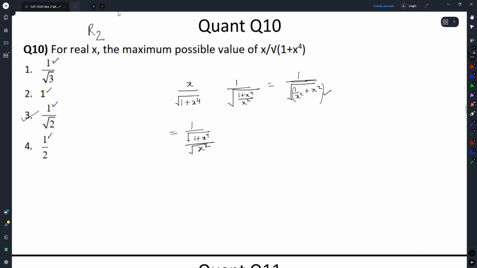A plus 1 by a, the max value has to be 2. So yeah, sorry, the min value has to be 2. So the max value of the entire expression has to be this. Yes.